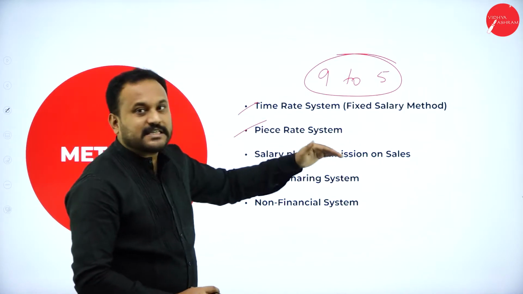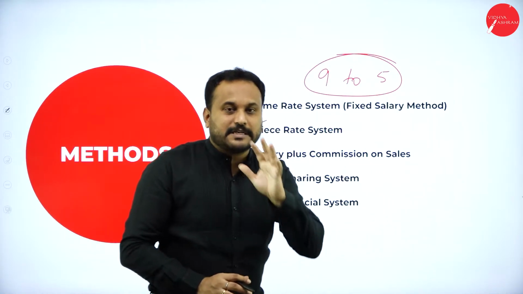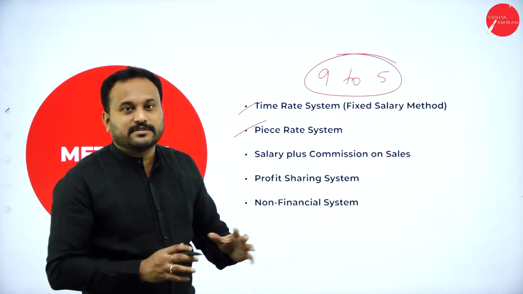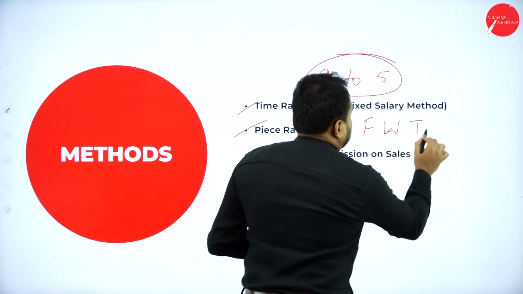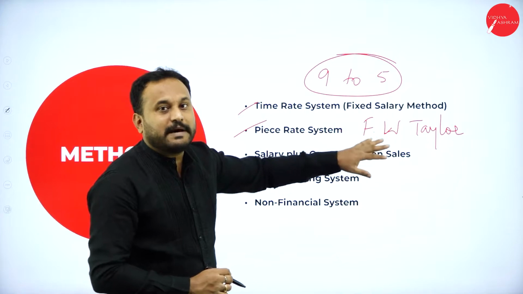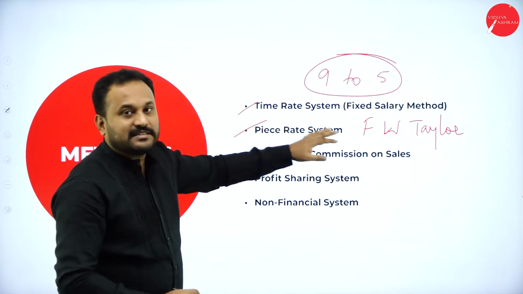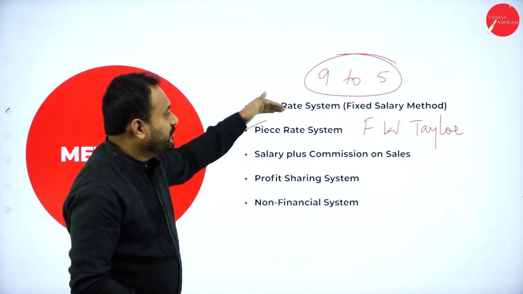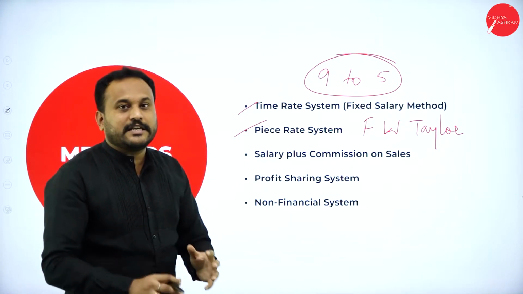The next one is the piece rate system. That means how much you work, that much you will be given. That is what is called the piece rate system. F.W. Taylor is the person who introduced this piece rate wage system. He is also known as the father of scientific management, who has given the piece rate system to the entire world. The difference is, in the first we calculate according to the time, and in the second we calculate according to the work he has accomplished.